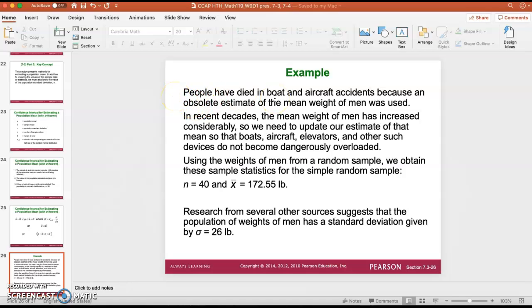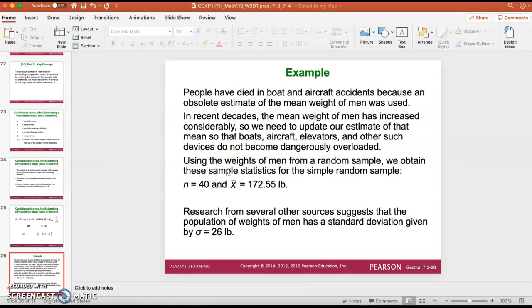So here's one possible example that's a little morbid, which seems to be strangely common in statistics problems for some weird reason. But here we go. People have died in boat and aircraft accidents because an obsolete estimate of the mean weight of men was used. In recent decades, the mean weight of men has increased considerably, so we need to update our estimate of that mean so that boats, aircraft, elevators, and other such devices do not become dangerously overloaded.